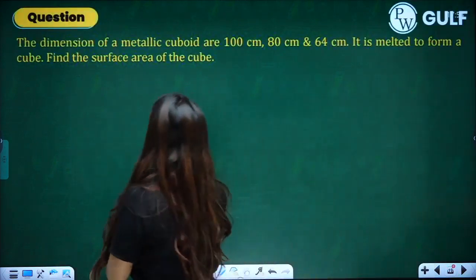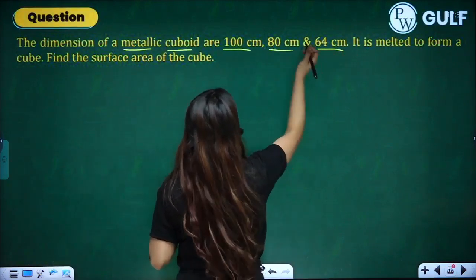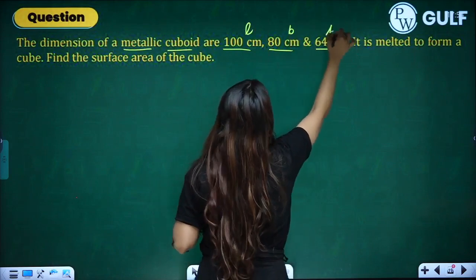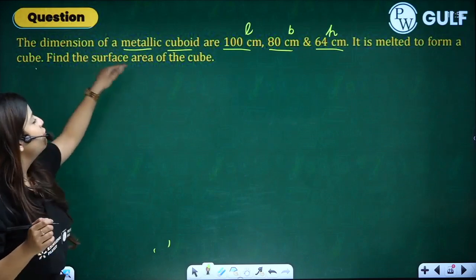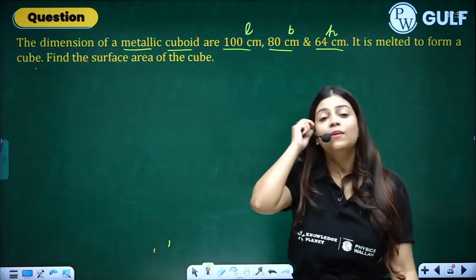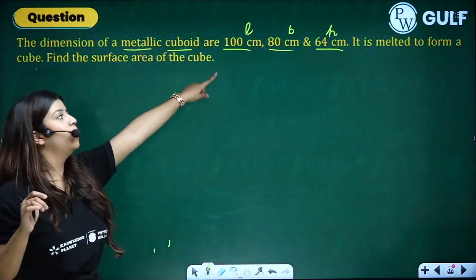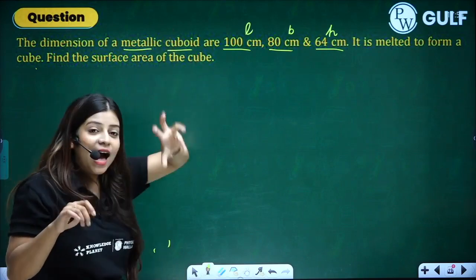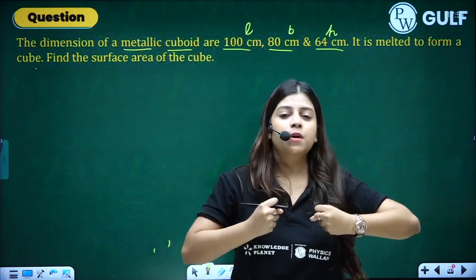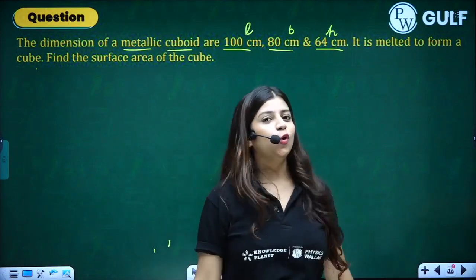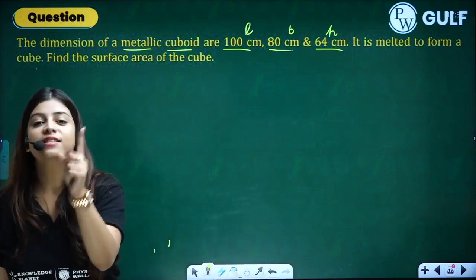Alright, so it says the dimensions of a metallic cuboid are 100 centimeter, 80 and 64, that means length, breadth and height respectively. It is melted to form a cube. Find the surface area of the cube. Now in this particular question, student, what is given to you? The volume of a cuboid is something that you can find out, and that metallic cuboid was melted to form a metallic cube. Now you have to find the surface area of that cube, but what remains the same is the volume.